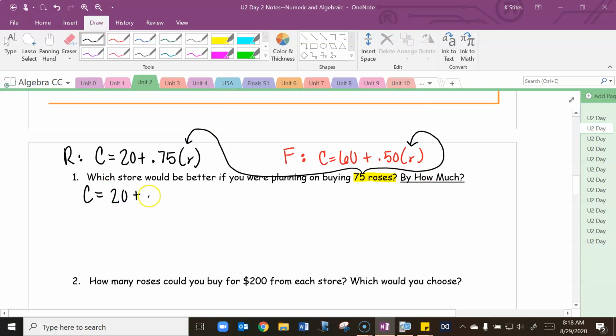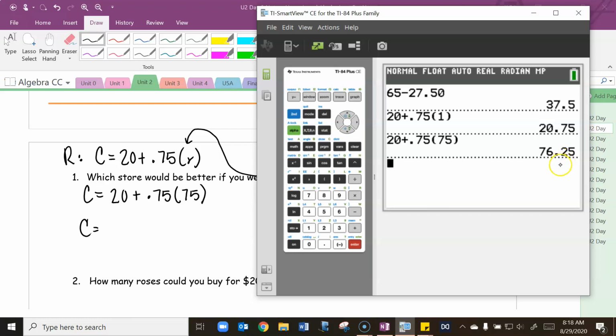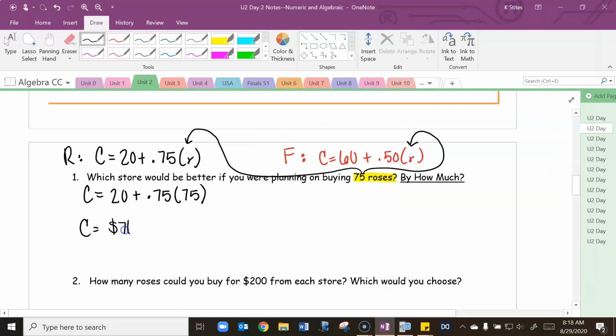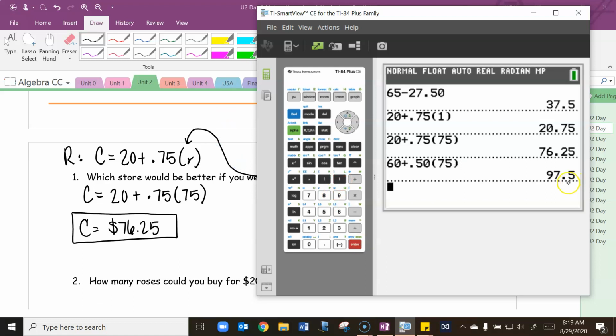So 20 plus 0.75 times my number of roses, which is 75. Okay, so I'll use my calculator to evaluate this. 20 plus 0.75 times 75, and we get $76.25. So that's the cost of 75 roses if I use Roses Are Red. Now let's use Flower Power. It was 60 plus 0.50 times the number of roses, 75. Okay, let's type it in. 60 plus 0.50 times 75, and that's $97.50.